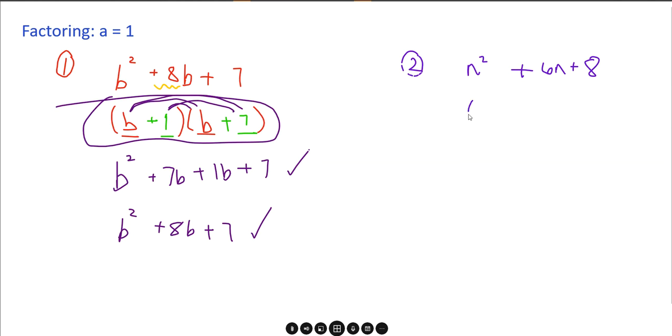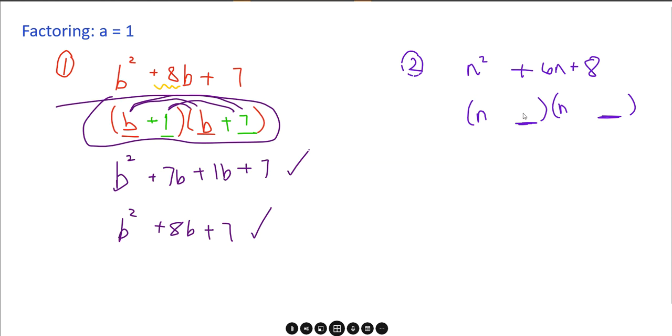Okay, so I'm going to set up my two binomials with parentheses, and I'm going to fill in my first two terms with n's, because I know that n times n is going to equal n squared. Now over here, I have to think of two numbers that multiply to get 8. But I also have to remember that those two numbers have to add up to get 6. A positive 6 for this one. Okay, we're not really doing negatives yet.